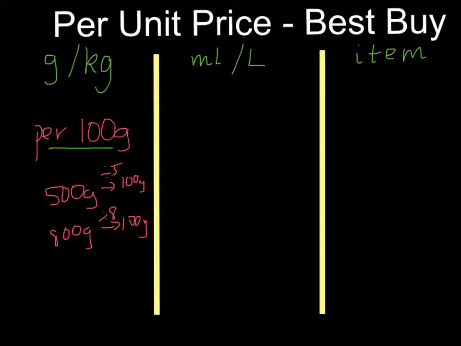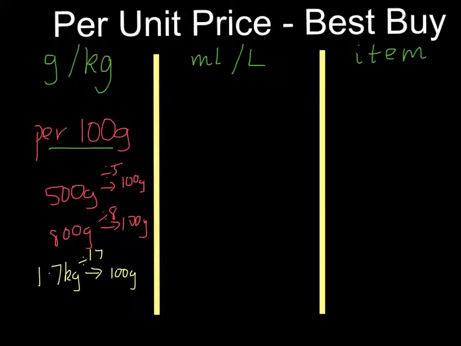Sometimes some items might work in per kilo for some of the larger items. Even if an item was, say, 1.7 kilos, you can still get that into per 100 grams. In this case, you'd need to divide it by 17, because in this case, there are 17 lots of 100 grams in 1.7 kilos.